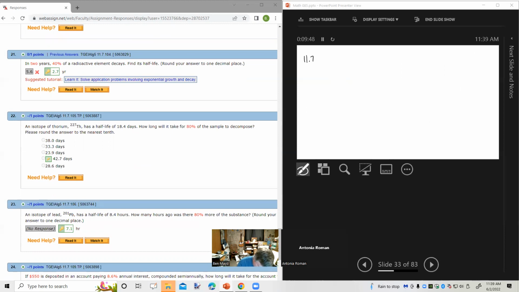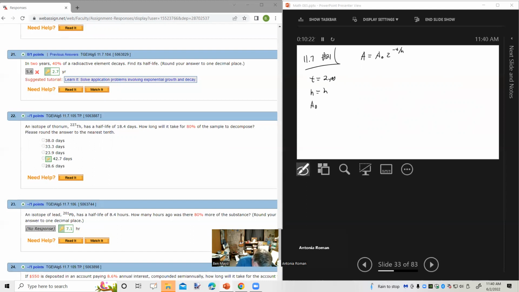So this is still 11.7, number 21. In 2 years, 40% of the radioactive element decays. Find its half-life. All right, so we're using the formula A equals A sub 0 times 2 to the negative T over H power, the half-life formula. Time is 2 years, and H, the half-life, is the unknown.